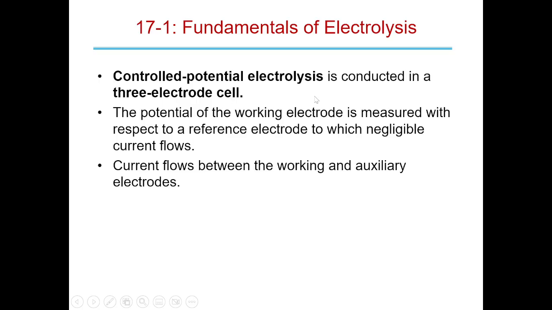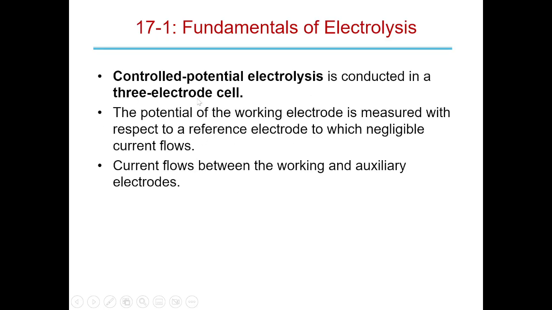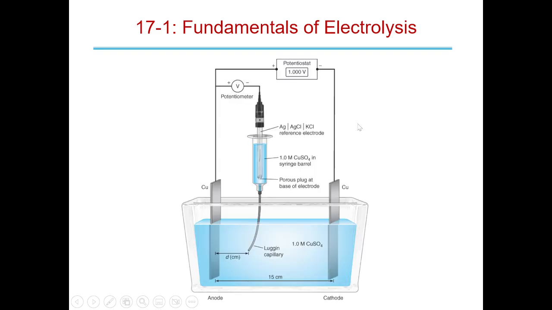So controlled potential electrolysis is conducted in a 3-electrode cell. The potential of the working electrode is going to be measured with respect to a reference electrode to which negligible current flows. The current flows between the working and auxiliary electrodes. So this is what that looks like. This is a 3-electrode cell right here. Okay?